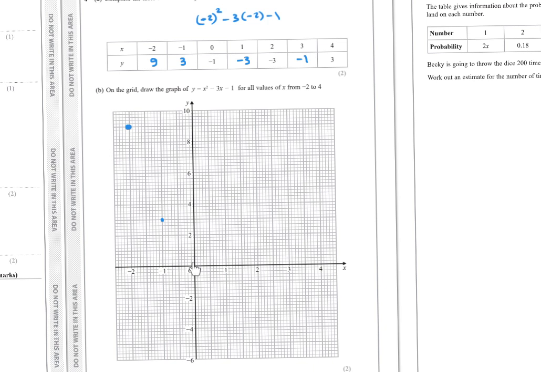Zero, negative 1. 1, negative 3. And the next point, 2, negative 3. 3, negative 1. The last point, 4 and 3. Now join them with a smooth curve like that.